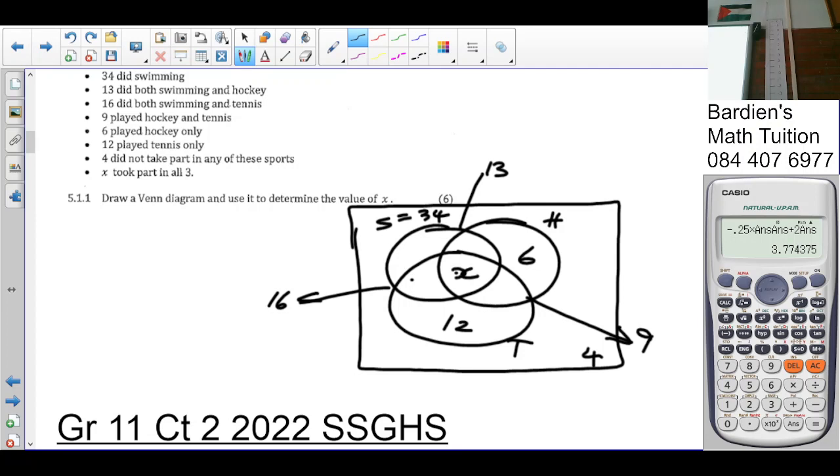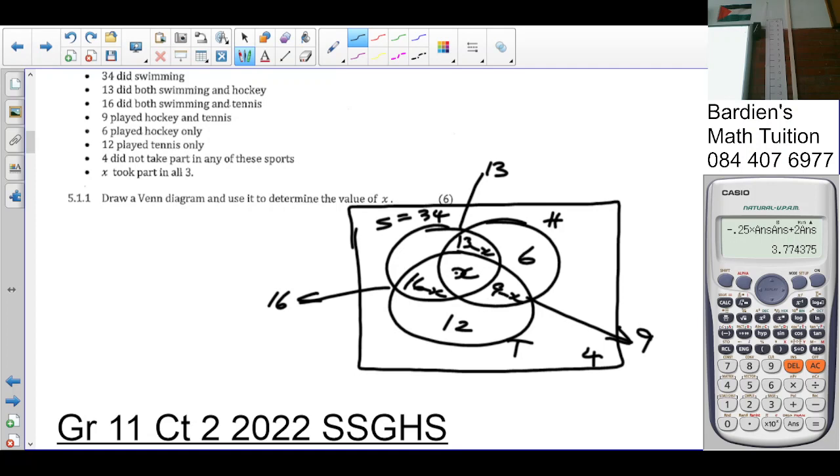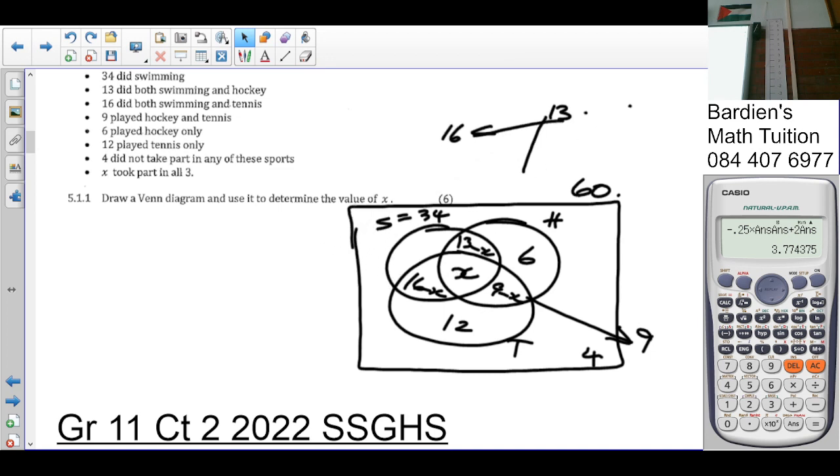Okay. So now, remember that these 2 parts add up to 13. So that's going to be 13 minus X. These 2 sets add up to 16. So that's 16 minus X. These 2 add up to 9. So that's 9 minus X. How many were there in total? 60. So 60 goes in.